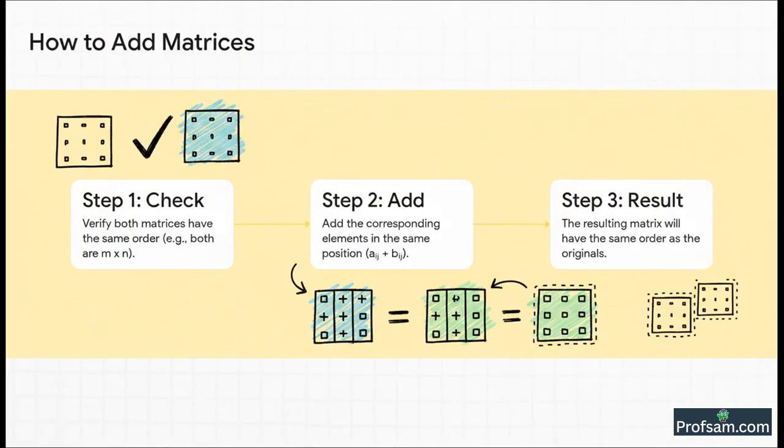Once you've confirmed the orders are the same, adding them is a piece of cake. You simply add the numbers that are in the same position. The top left number adds to the other top left number, and so on.